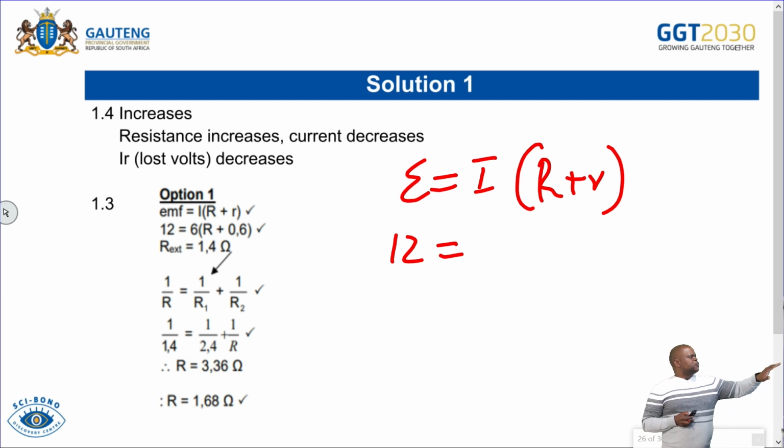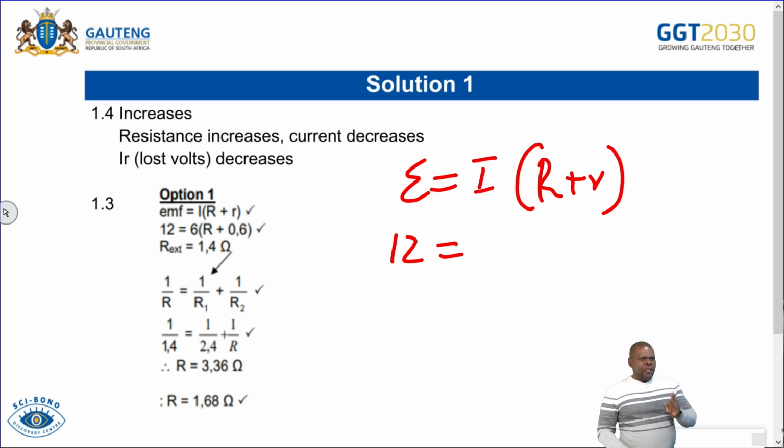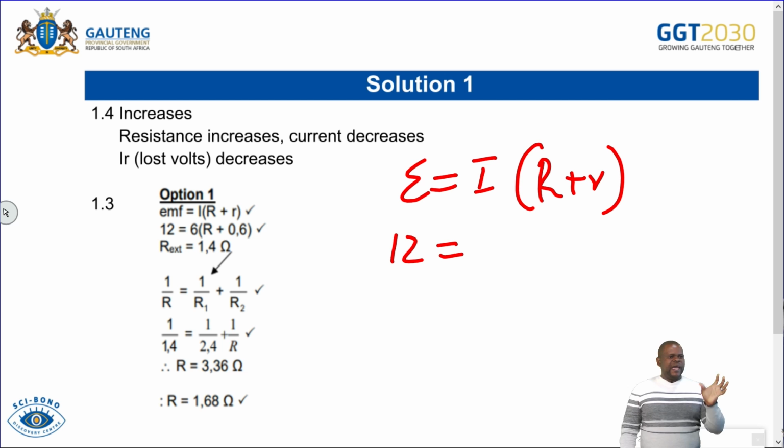Now, when you manipulate this, you start by dividing 12 by 6, because you divide both sides by 6. 12 divided by 6 is 2. Then 6 cancels 6, and you're left with R plus 0.6. Because you have 2 on your left, you say minus 0.6. 2 minus 0.6 gives you 1.4. That means 1.4 will be our total resistance of the external resistors.